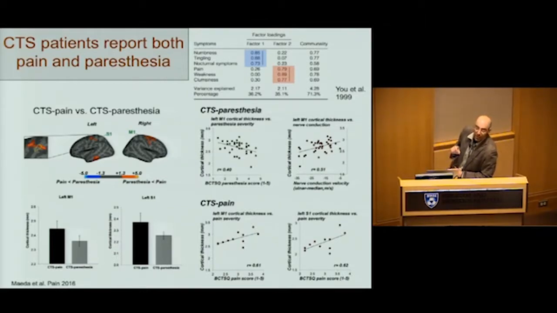So those subgroups of CTS patients that were pain predominant, for example, actually had an increase, you can see that right here, an increase in cortical thickness in S1 and M1 with the amount of pain that they felt. So the more pain they feel, the greater the cortical thickness, whereas the opposite is true for paresthesia dominant. The more severe the paresthesia, the more reduction they have in cortical thickness. So that was really interesting.